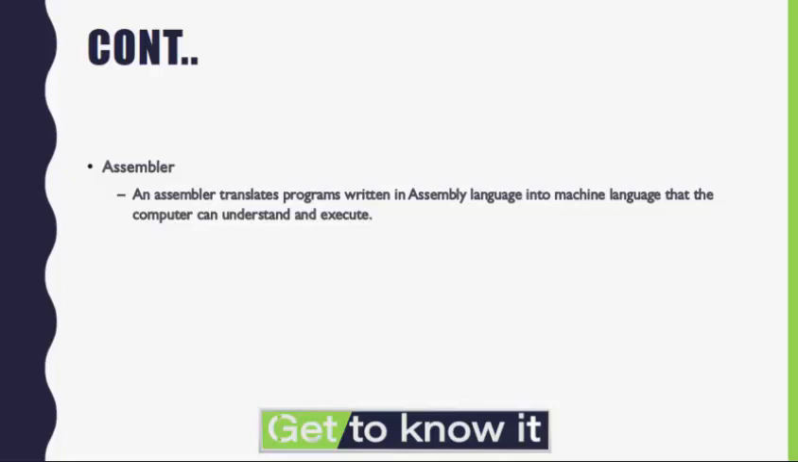An assembler translates programs written in assembly language into machine language that the computer can understand and execute. So we usually have a language that we call assembly language that is almost like the machine language, and again, even if it is almost the same, it has to be translated into machine language that the computer will be able to understand and execute.